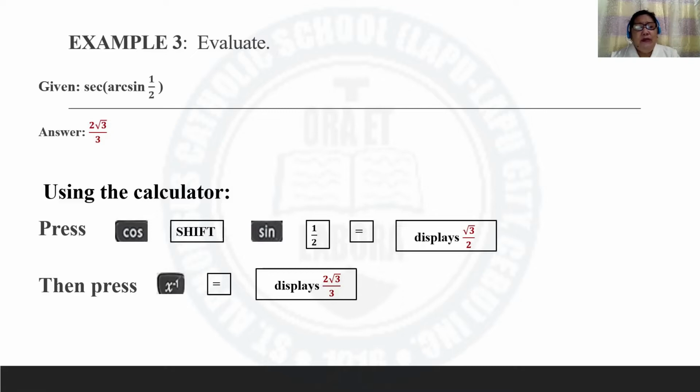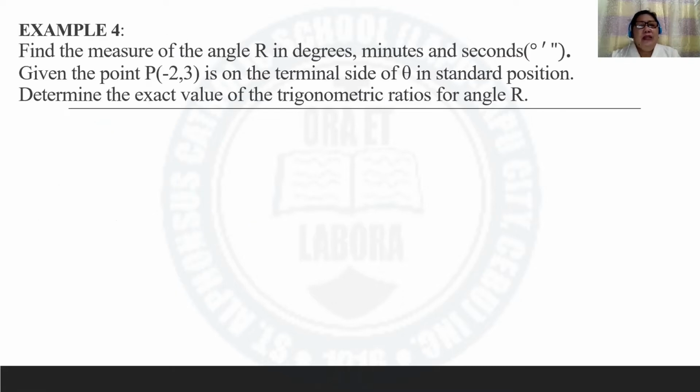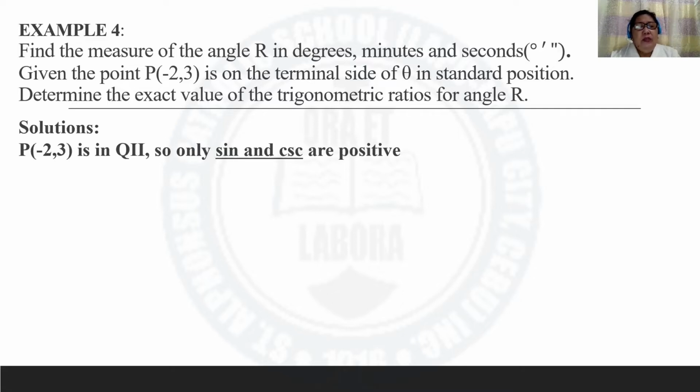Next, find the measure of the angle R in degrees, minutes, and seconds. Given the point with coordinates negative 2 and 3 is on the terminal side of theta in standard position. Determine the exact value of trigonometric ratios for angle R. So, point P is in the second quadrant because the sign of the x coordinate is negative and the sign of the y coordinate 3 is positive.